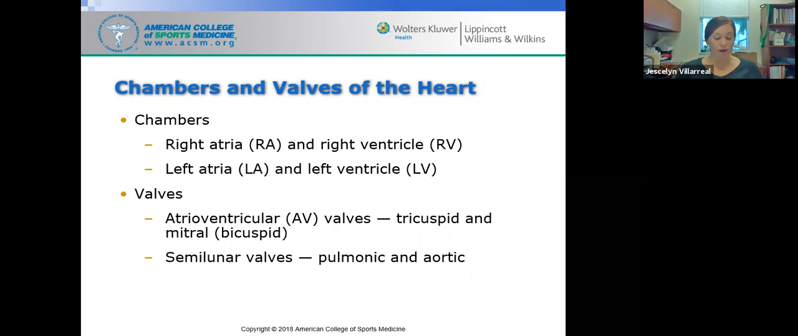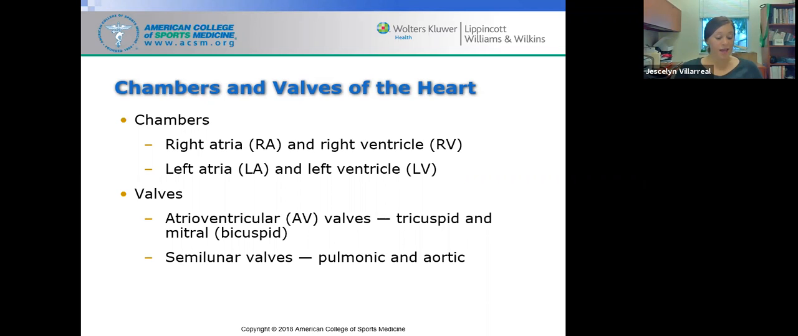Your right atria and right ventricle are responsible for collecting deoxygenated blood from the body and pumping it through the lungs. That's called pulmonary circulation. And then you have valves. There are four valves. You have the AV valves, which include the tricuspid and mitral or bicuspid valve. And then you have the semilunar valves, which are pulmonic and aortic. Their function is to maintain blood flow in one single direction.